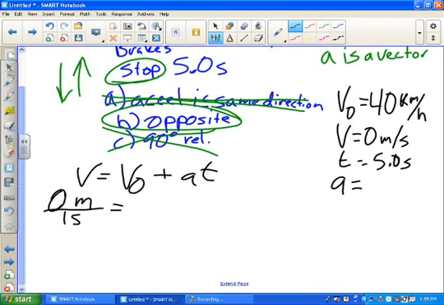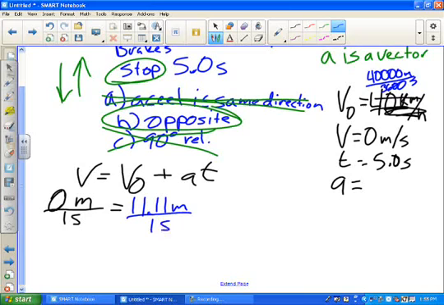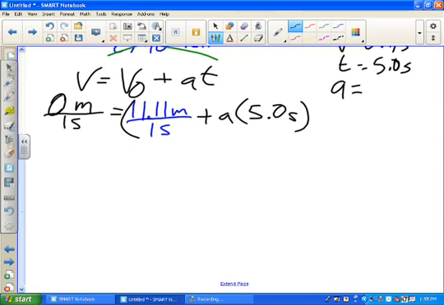The shortcut to find 40 kilometers per hour is to take 40 and multiply it by 1,000 because there's 1,000 meters in a kilometer, and then divide that by 3,600 seconds. So if I say 40,000 meters divided by 3,600 seconds, that comes to 11.11 meters per second. So 40 kilometers per hour is actually 11.11 meters per second. Then I plug in the time of 5 seconds.